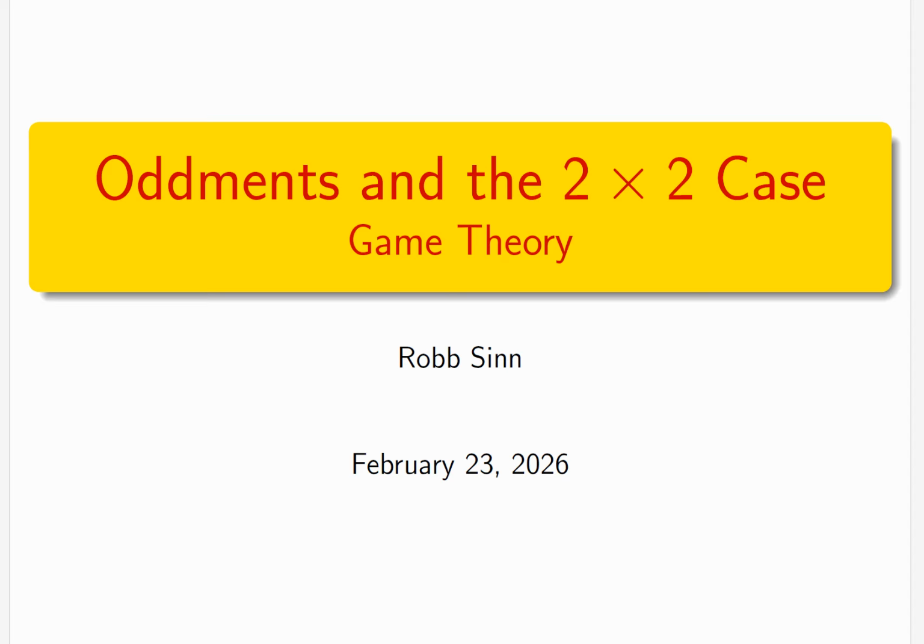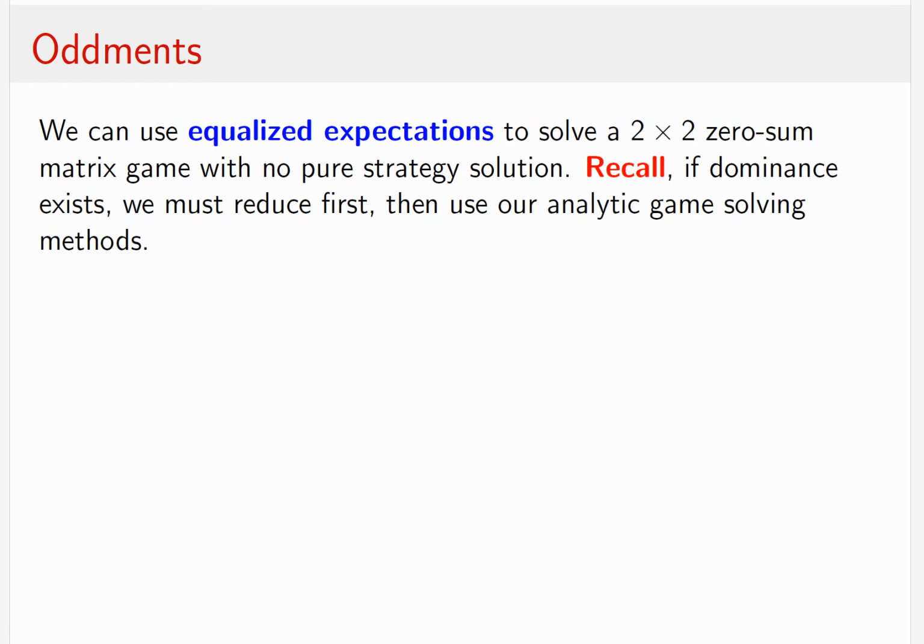Hey everybody, we're talking about a special thing that happens in the 2 by 2 matrix game. The zero sum matrix game that's 2 by 2 with two active strategies. We can use this quick method called oddments. Now it's the same thing as equalized expectations, right?